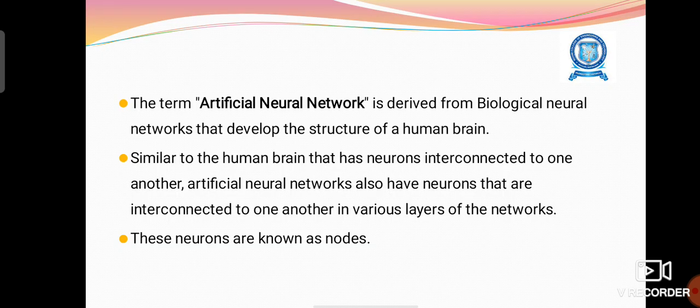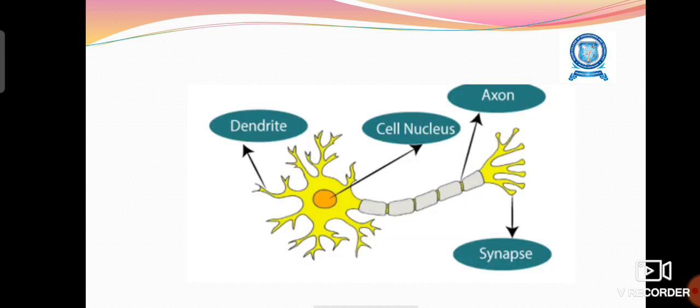The term artificial neural network is derived from biological neural networks that develop the structure of the human brain. Similar to the human brain that has neurons interconnected to one another, artificial neural networks also have neurons that are interconnected to one another in various layers of the networks. These neurons are known as nodes. This is the structure of biological neurons, and these are the various components: cell nucleus, dendrite, axon, and synapse.